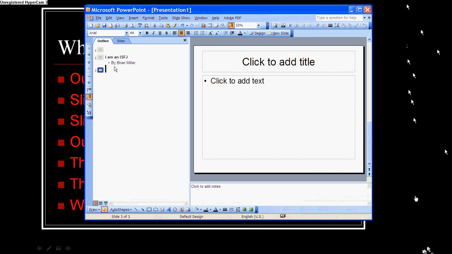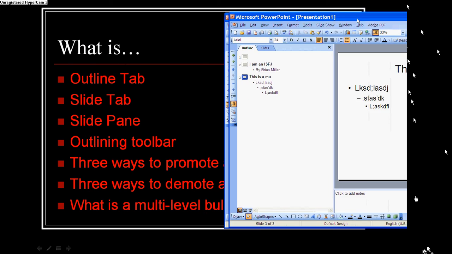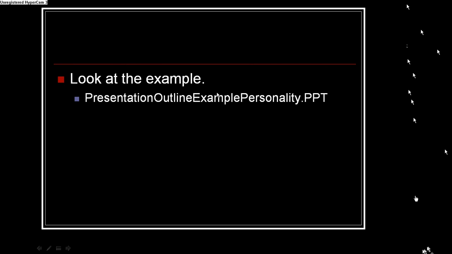Well, a multi-level bulleted list, this is a multi-level bulleted list. You hit enter, you hit tab, you type some stuff, you hit enter, you hit tab, you hit enter, you hit tab. Okay, and so you can see this has multiple levels. This is a multi-level bulleted list. Okay, answer those questions. All right, now let's take a look at my example of what I want it to look like when you're more done.